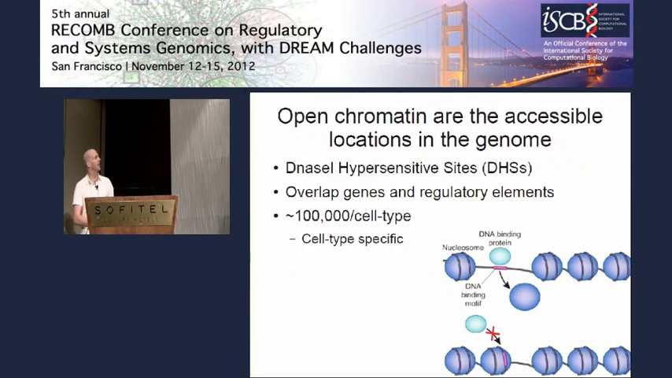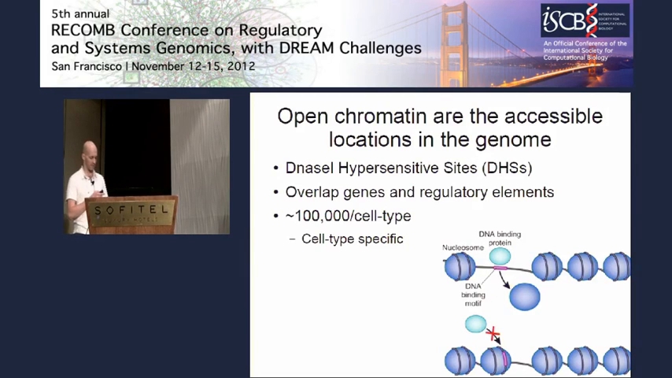So, as you all know, in a typical eukaryotic cell, about 99% of the DNA is wrapped by nucleosomes. The remaining 1% of the DNA is distributed into about 100,000 distinct loci, and these are known as open chromatin regions, or DNase I hypersensitive sites, or DHSs for short. The pattern of DHSs is cell type specific, and it's an important determinant of cellular identity.